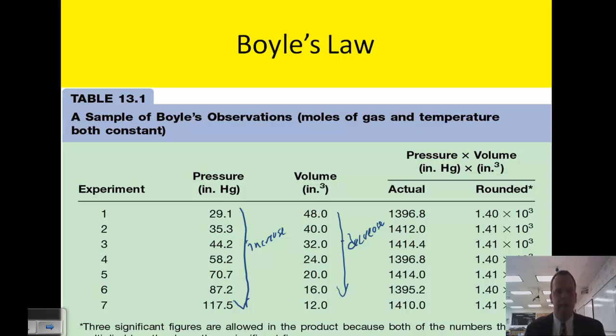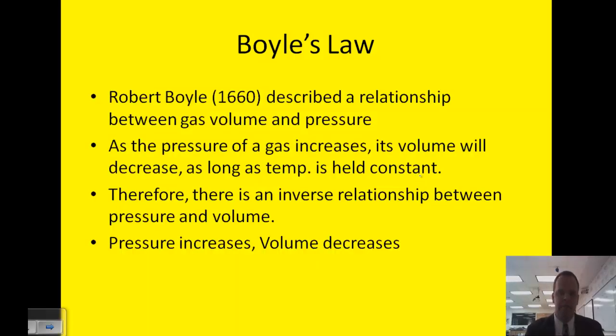So we have a relationship here between pressure and volume, and we see that it's an inverse relationship, where as one variable increases, the other variable decreases. And this is Boyle's law, discovered by Robert Boyle, describing the relationship between gas volume and pressure. As the pressure of a gas increases, its volume will decrease, as long as we hold the temperature and the total amount of gas, the total number of moles, constant. There's an inverse relationship between pressure and volume.